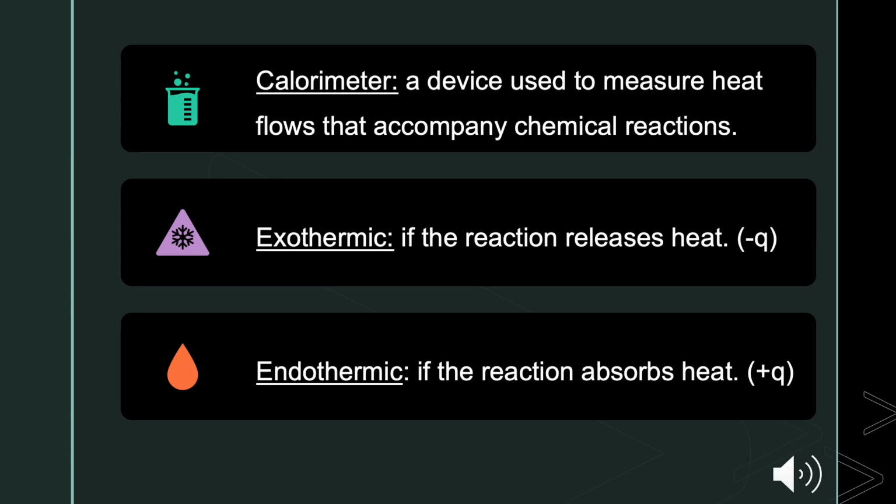Exothermic: heat out, like combustion warming your calorimeter, system Q negative. Endothermic: heat in, like dissolving salts cooling it, system Q positive.